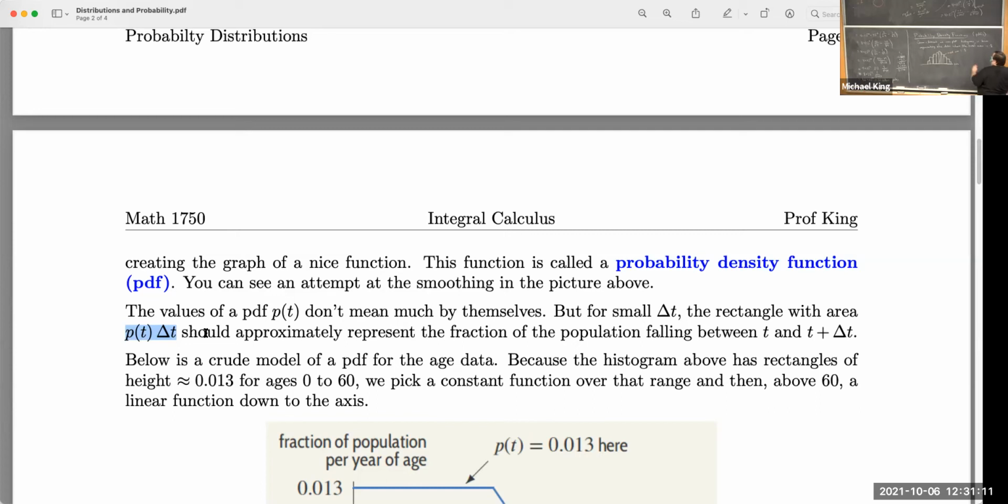Yeah, we can sort of draw histograms, and then the top of the boxes forms our function, forms our PDF, but usually smoothed out or modeled somehow. I'll show you, we're going to model the age data just down there.